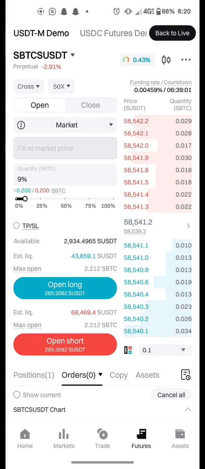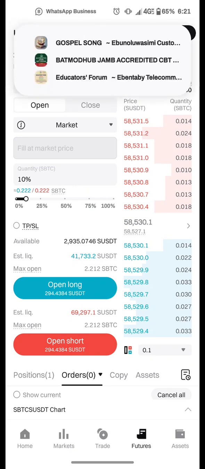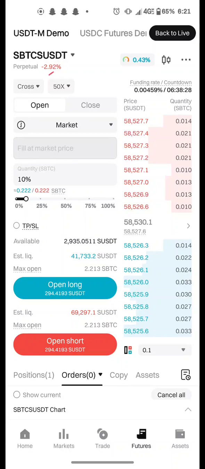There's something I want to show you, sir. Let's say we have 10%. Can you see we are risking? We have even lost some money. Can you see that trade we did last? See our available balance. Now we are risking 10%. That is 294.4 and so on. Do you get that now? That is 10%. Then, look at the leverage we are using, 50x. Now let's long.